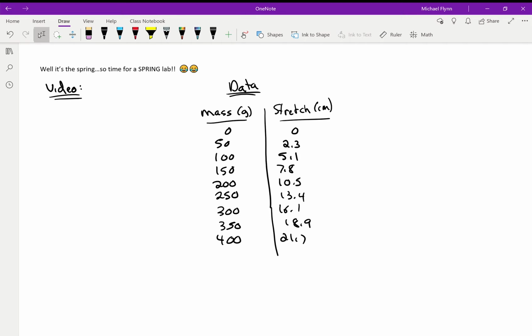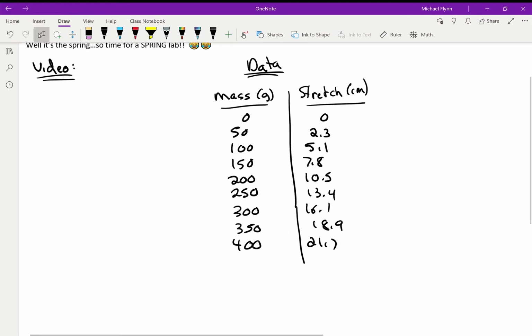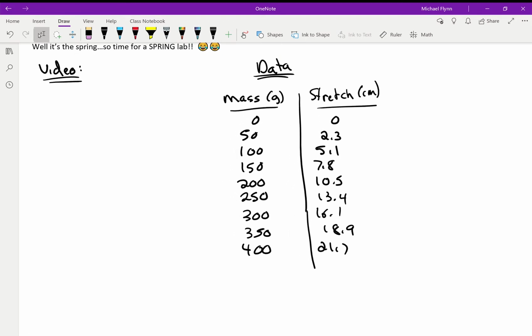So what I did here was I recorded the data. I'm going to post a link to the video in OneNote, so that when you go to OneNote, you'll see it there. But anyway, here's the data that was collected. You can see here I've written down the mass on one side and the stretch in the spring on the other side. So the mass is in grams, please notice that, and the stretch is in centimeters.